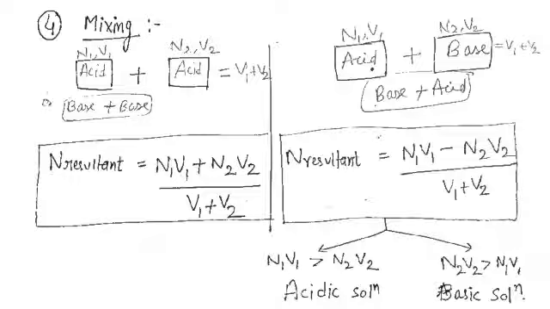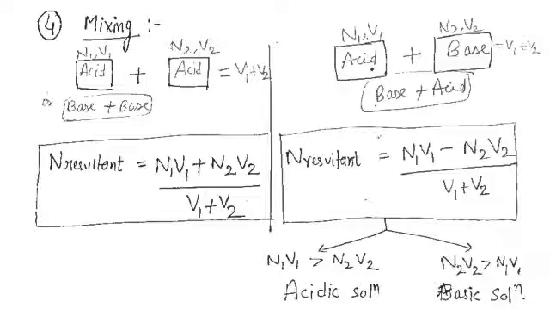While if you are adding acid into a base, then the concept will be slightly different because of the reaction between the acid and base. A neutralization reaction will occur, so you will have a different formula. You will be having a formula like (N1 V1 - N2 V2) upon (V1 + V2), and this is the formula you will use when you have an acid and a base.